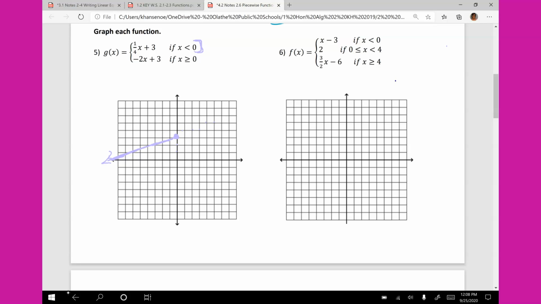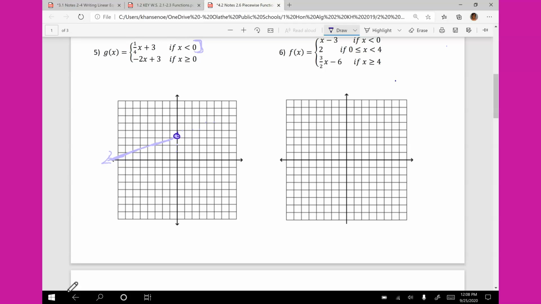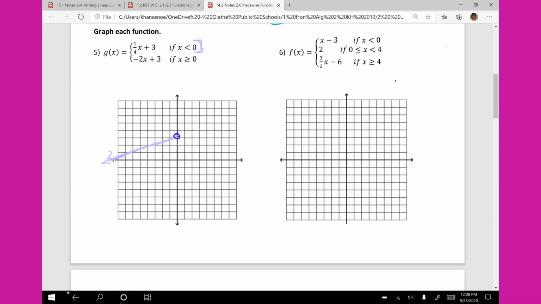Okay, so up 3. Oh, and this would be an open dot because this is less than, not equal to. So we'll go up to 3, and then we're going to go down 1, 2, to the right 1. Down 1, 2, to the right 1. So here is my line.